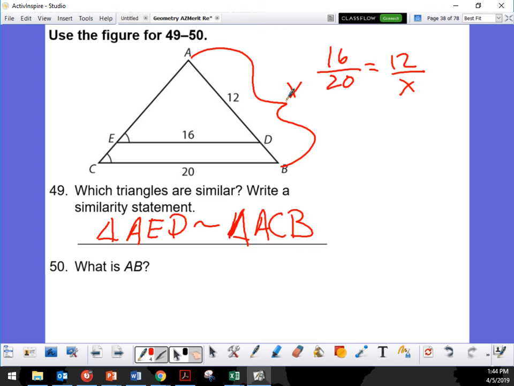I got that too. 16x equals 240. So is it 20? No. It's not 20, is it? Hey, I was close. 2 push-ups. All right, there we go. So it's not that bad, right? Hopefully. I was close.